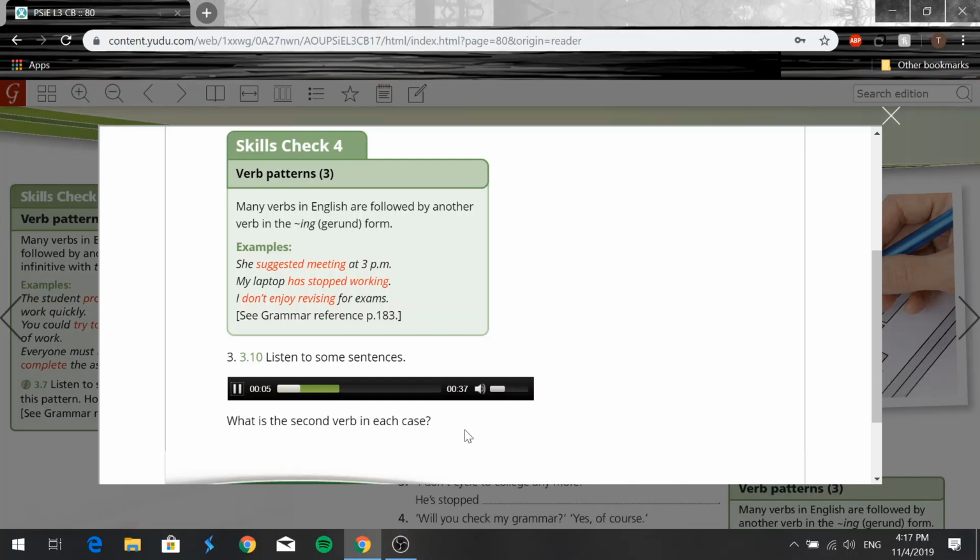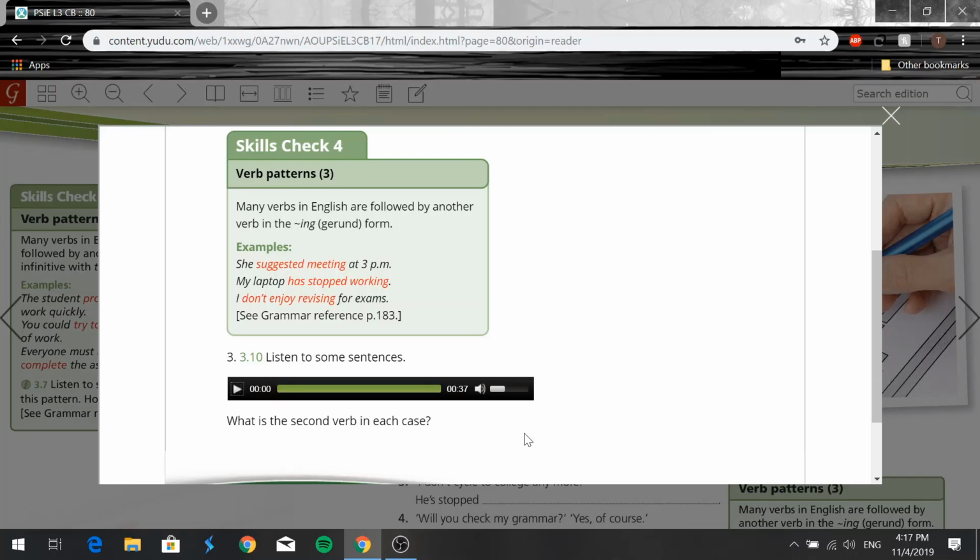I suggested working together on the project. I enjoy living on my own. Do you like listening to music? She hates meeting new people. I've stopped smoking. Well, I'm trying. When did you start cycling to work?